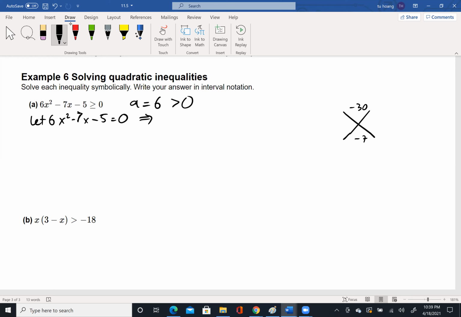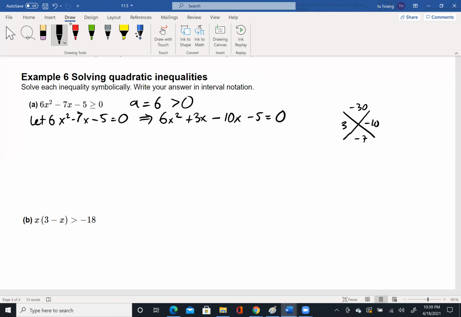I'm going to start with 3 and 10. Okay, so I have 3 and negative 10. But remember that A here is equal to 6, which is not a special case, so I have to convert the middle term into two terms. So I have 6x squared stay, plus 3x and minus 10x, and minus 5 equals 0, right? You see now that from negative 7, I changed it to become two terms.